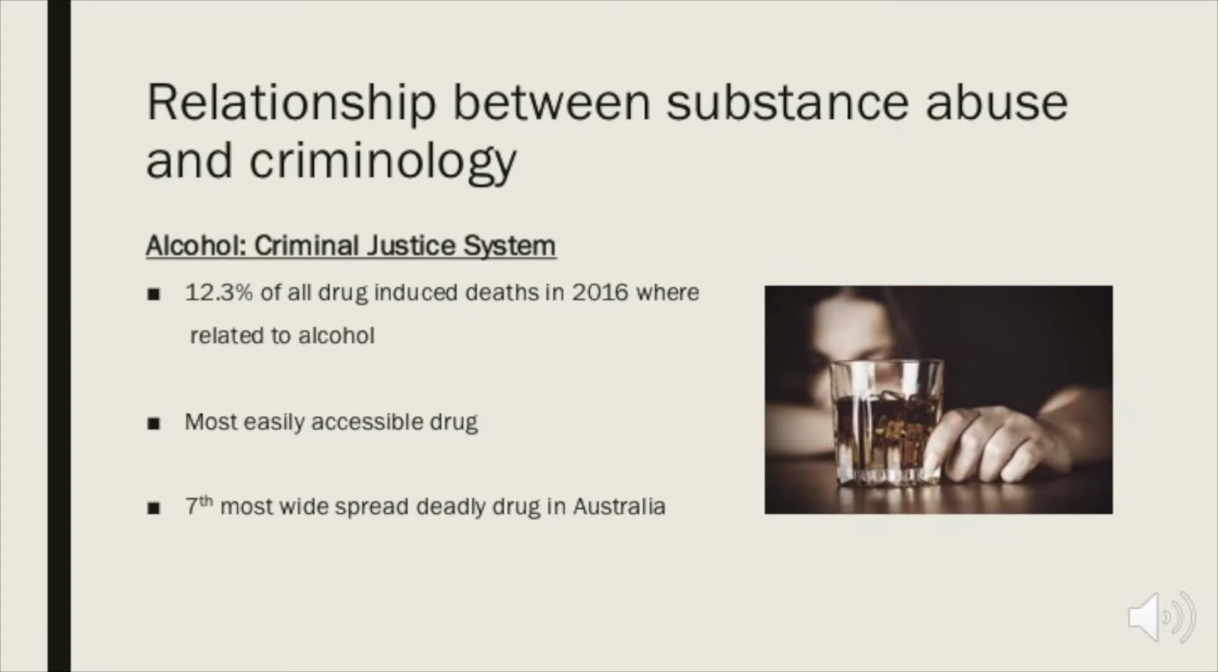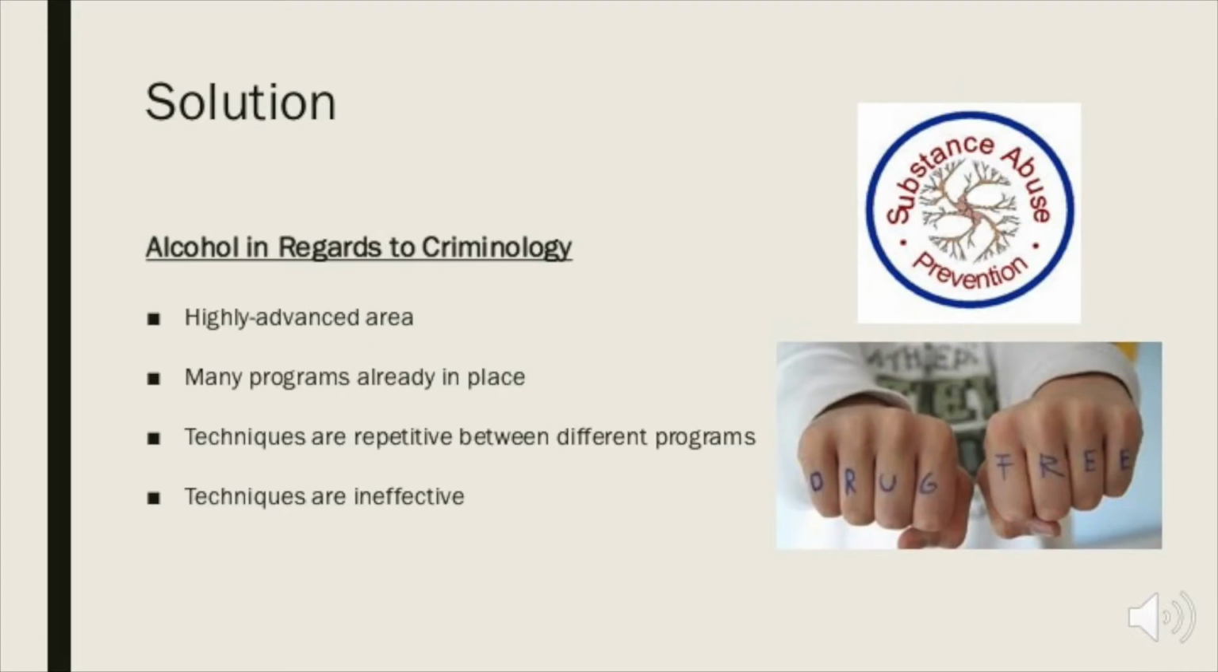There are institutions in place to preempt these offenders from offending in the first place. However, there are so many of these institutions that are functioning the exact same way, and it is obviously not working. The research presented in this video is only a small portion of what has been conducted over the years. This is especially evident when you look at the copious amounts of research behind alcohol in regards to criminology.